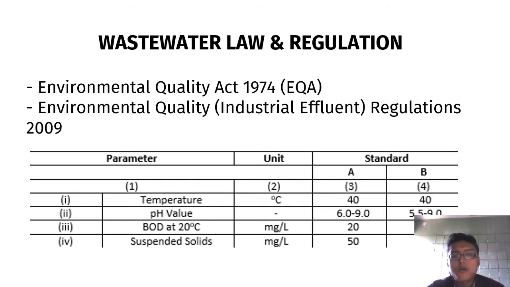For the law and regulation that covers this processing plant, normally we will use the Environmental Quality Act (EQA) 1974. In this Act there are sub-regulations, but for this process plant we will only use the Environmental Quality (Industrial Effluent) Regulations. The parameters that are very important are the pH value, the biological oxygen demand, and also suspended solids. If the company follows all the parameters it is best, but the most important thing that we want to see is these three parameters.